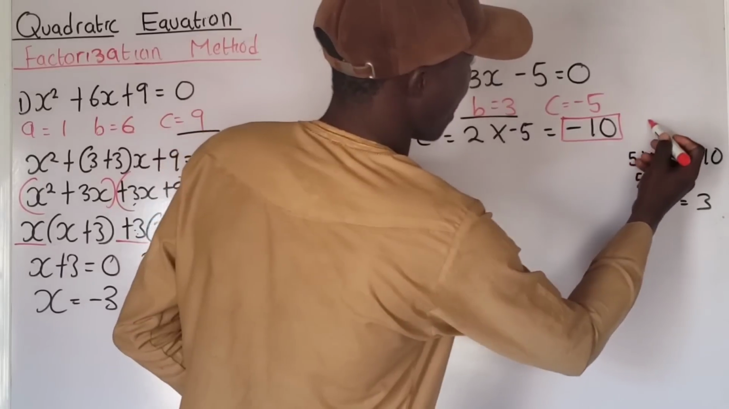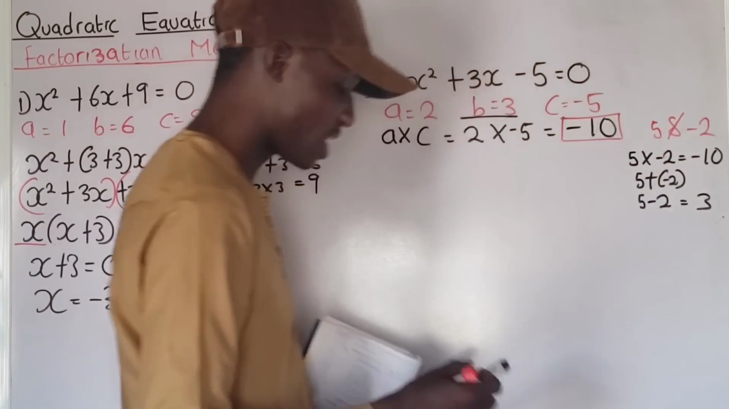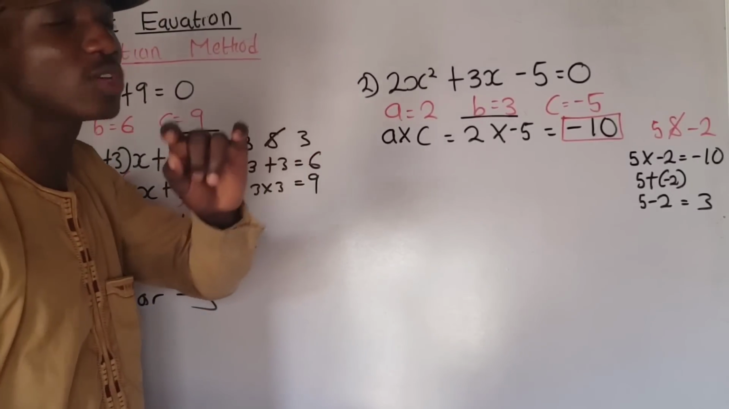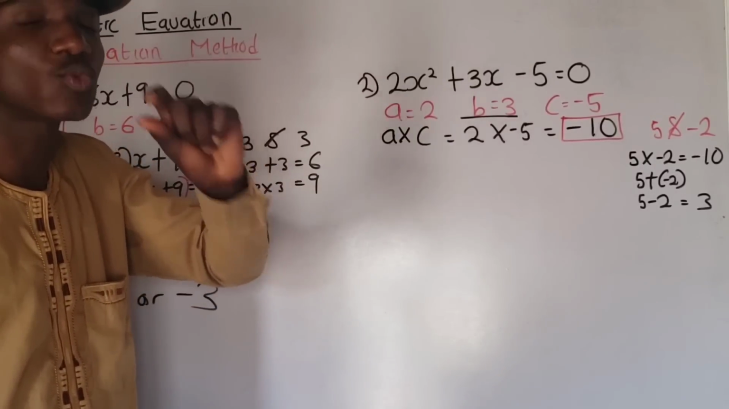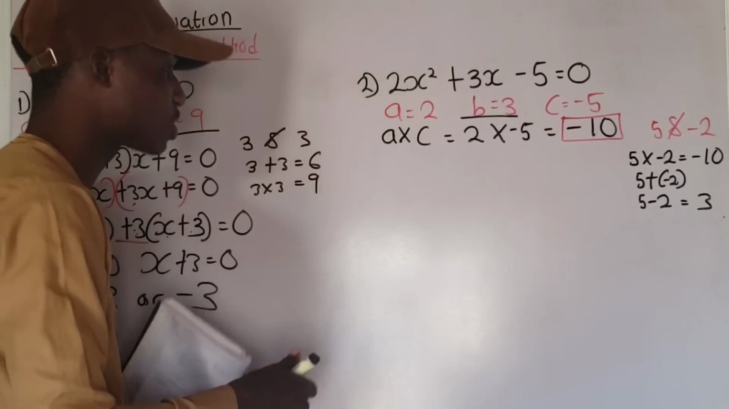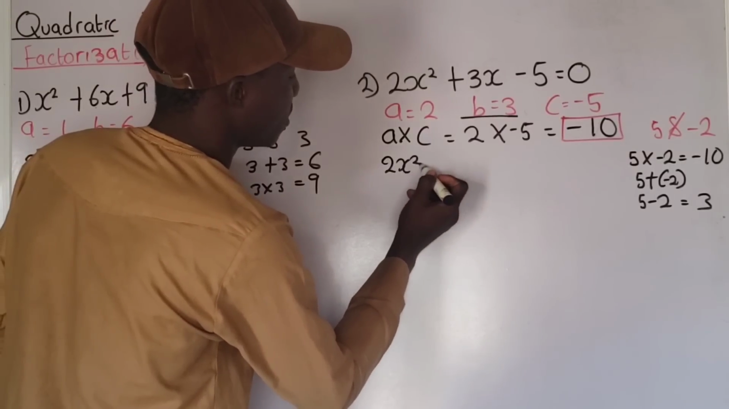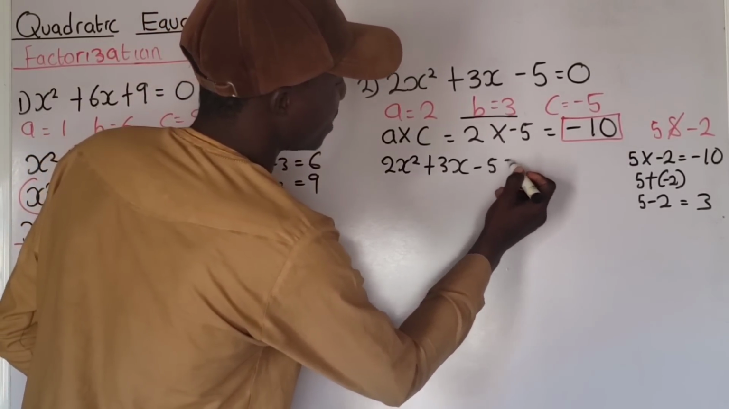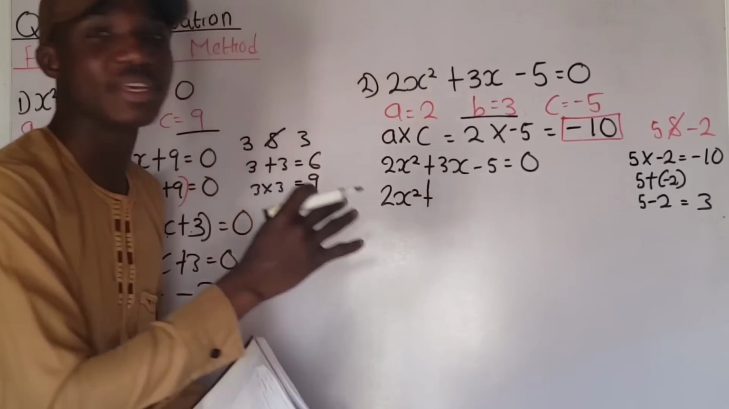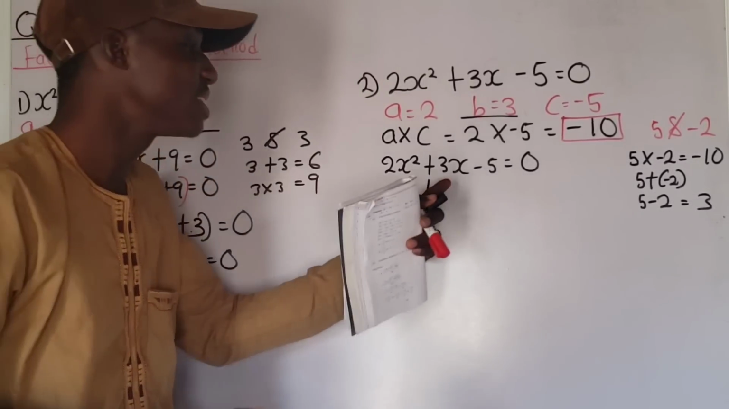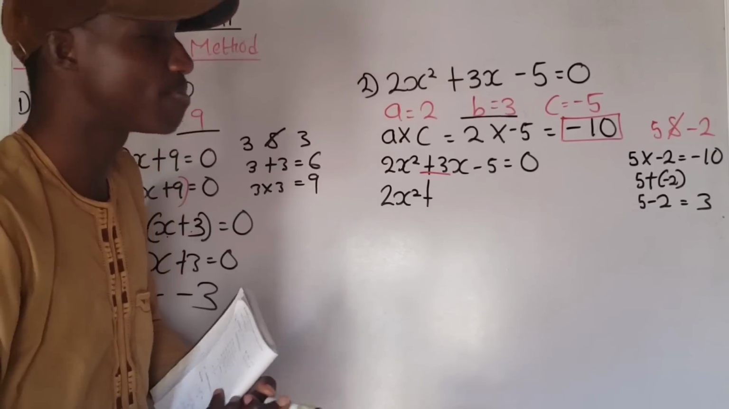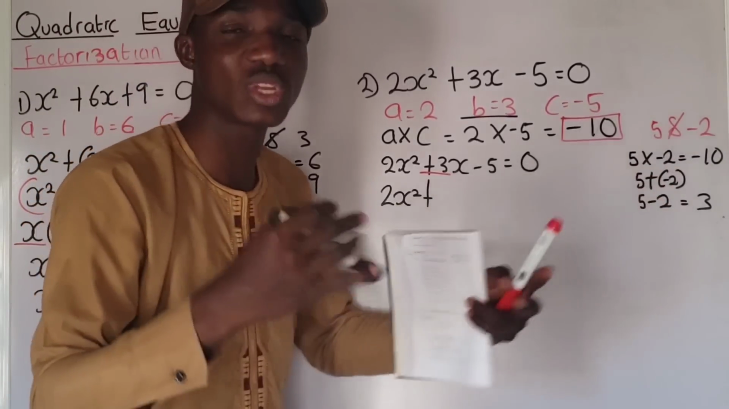5 and negative 2. Okay? So having gotten these two numbers, the next step is that you are going to replace the second term in the quadratic equation by the sum of these two numbers. Just pay attention, you are going to understand. Now, the quadratic equation is what? 2x squared plus 3x minus 5 equals 0. Now, I'm going to have 2x squared. Now, instead of plus 3, I'm going to replace this second term. The second term is what? Plus 3. Listen, the second term is plus 3. I'm going to replace plus 3 by the sum of the two numbers that I think of.